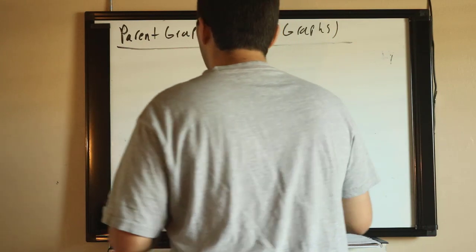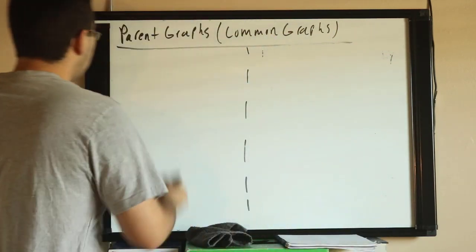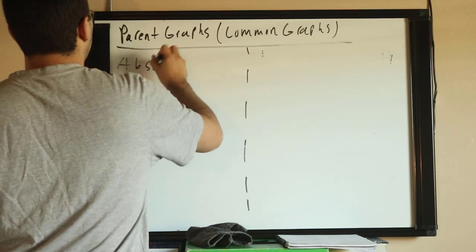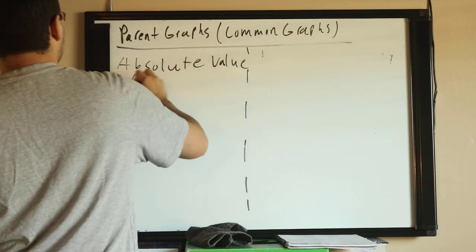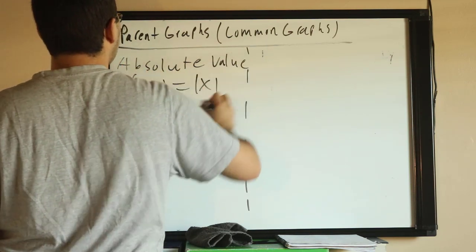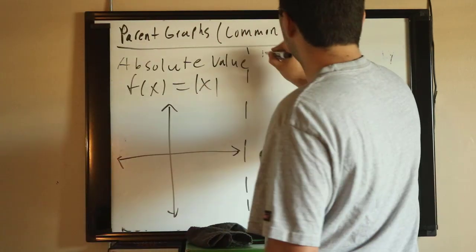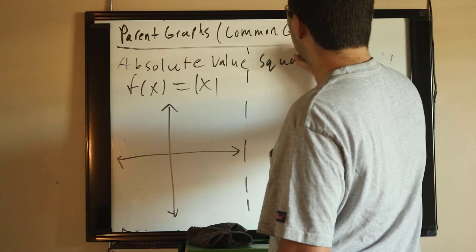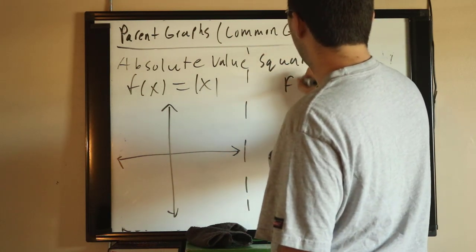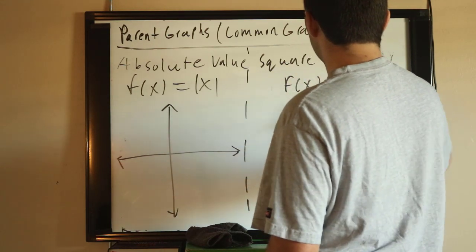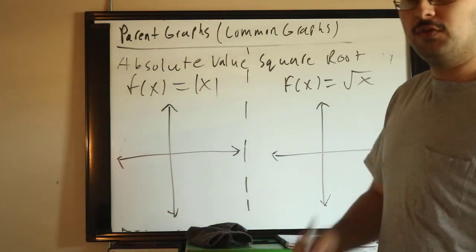So the next two we're going to talk about are, okay, so we have the absolute value graph, so f of x equals absolute value of x. And then we have the square roots. We have the square root graph, so f of x equals square root of x. Okay, so what do these two graphs look like?